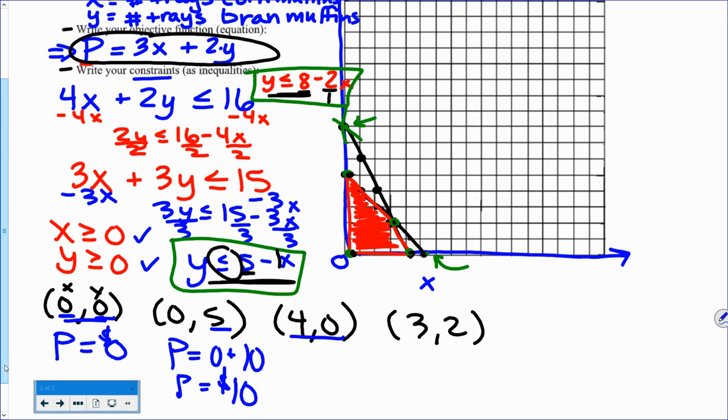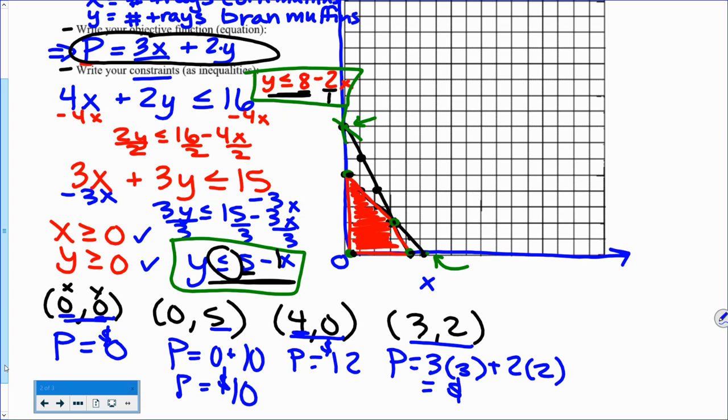All right, my next point, (4, 0), I would be taking 4 times 3, so that would give me $12 plus 0. My last point here, (3, 2), I would be taking 3 times 3 plus 2 times 2, which would give me 9 plus 4, so I make $13. So that is going to be my maximum.